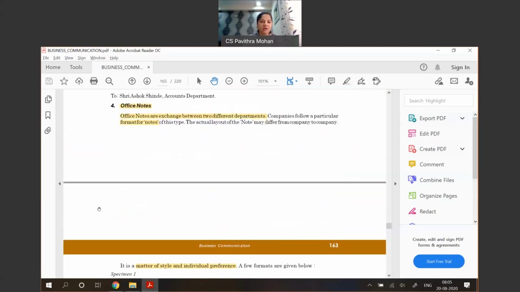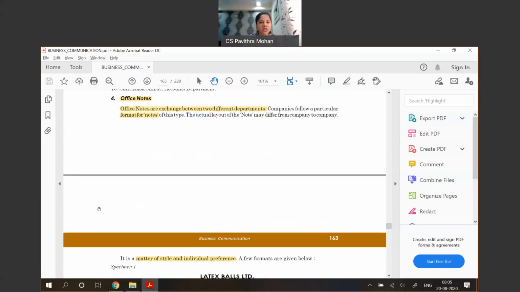Then after that you have office notes. Office notes are simple, where information is exchanged between two departments. As I told you, the finance department wants to send some information to the HR department, or the sales department wants to send some information to the logistics department. When they want to do that, they will send something called office notes. Office notes need not be very formal. Today it can also be in a personalized style. However you want, you can send it across.